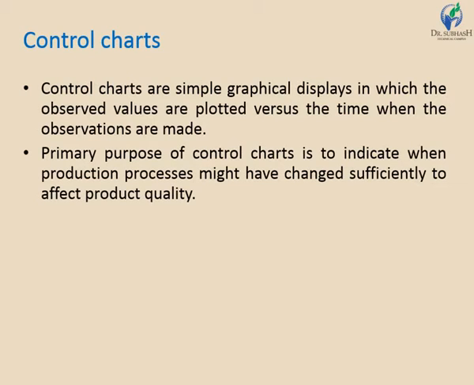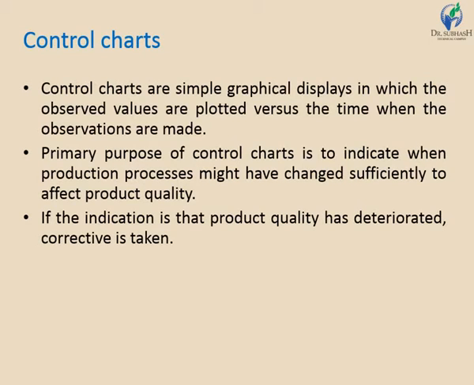The primary purpose is to indicate when production processes might have changed sufficiently to affect product quality. So it also keeps track of the production processes. If they have changed sufficiently, or by a large amount, then the quality of the product is affected. So it keeps an eye on, and indicates when, the production process has moved or diverted.